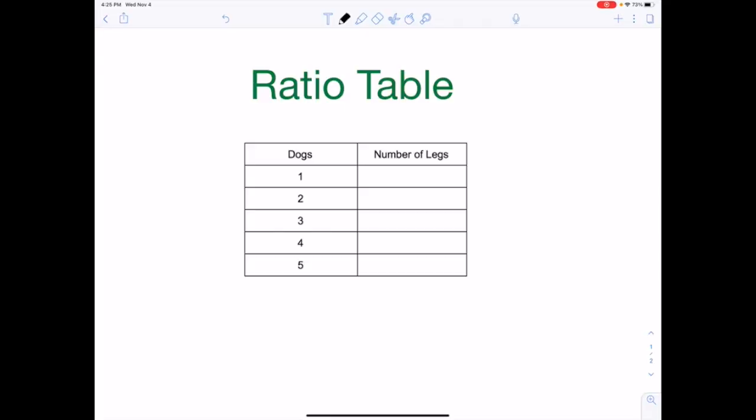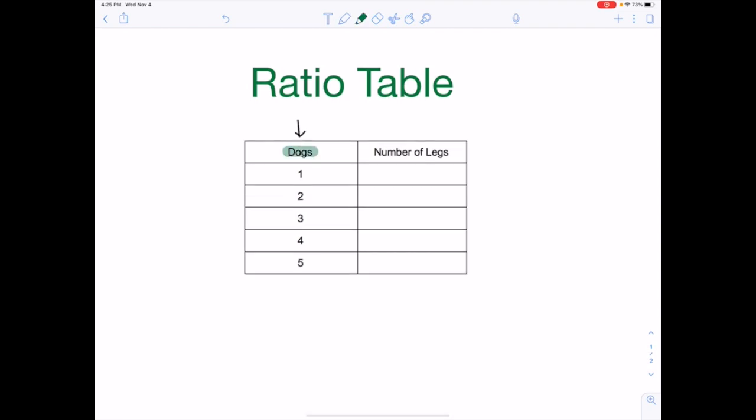So the second thing we're going to do is look at ratio tables. And in this ratio table, you can kind of see that it looks a little bit like an array. But we're going to look at the information that we have here. So in this first column, I see that we're talking about dogs. And then we're also trying to figure out the number of legs we have. If we have 1 dog, if we have 2 dogs, if we have 3, 4, and 5.